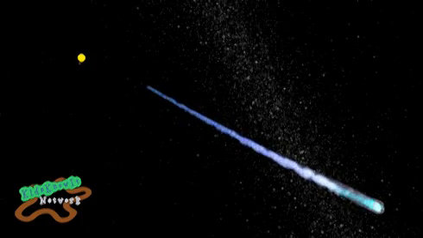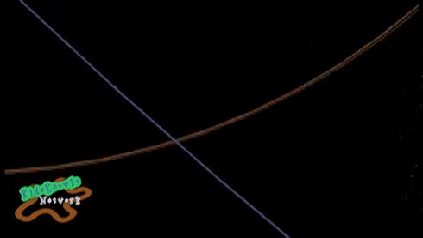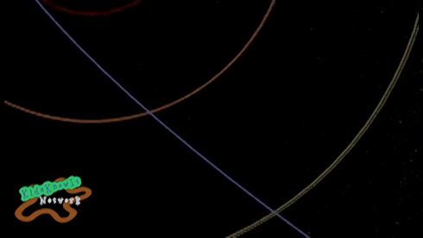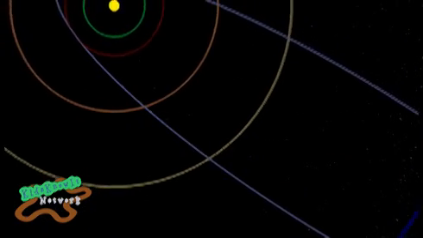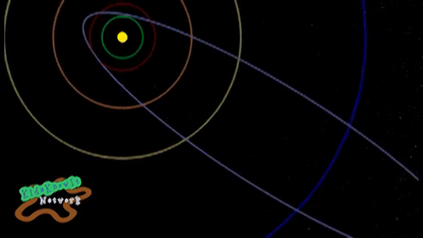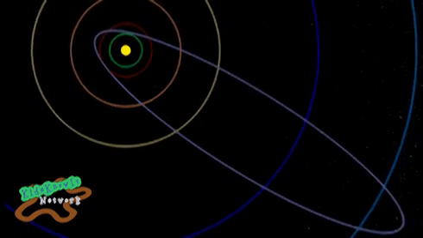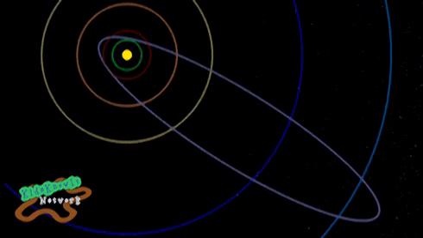It is known as a periodic comet or a short-term comet. Short-term comets have an orbit that takes less than 200 years to complete. Halley's Comet takes 75 to 76 years to complete an orbit. Halley's Comet's orbit is retrograde, which means it travels the opposite direction of the sun's rotation.